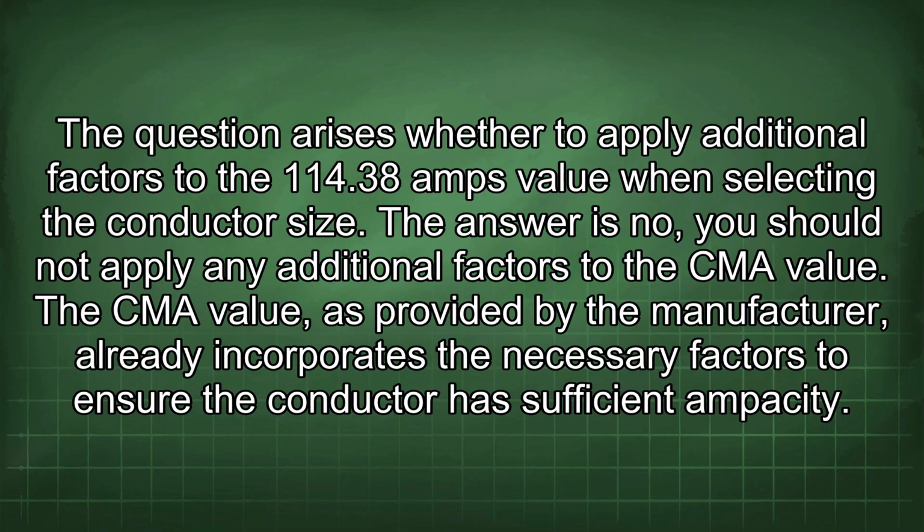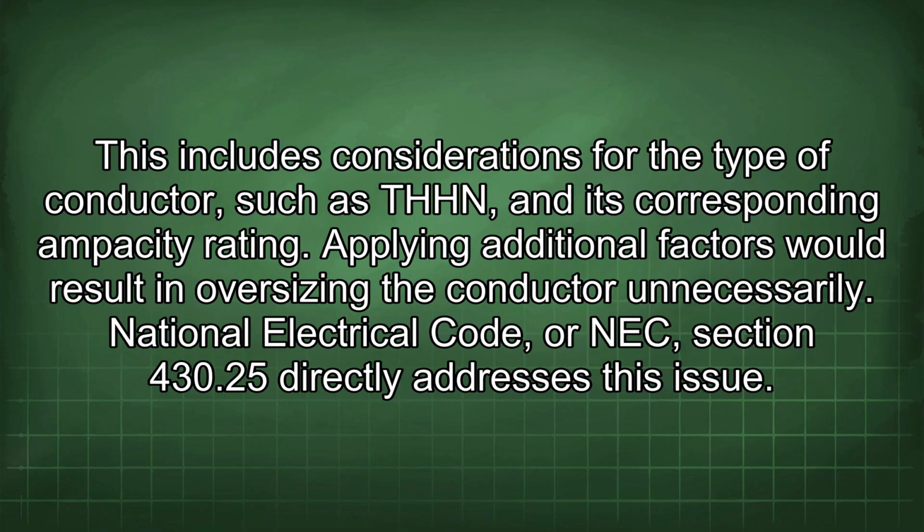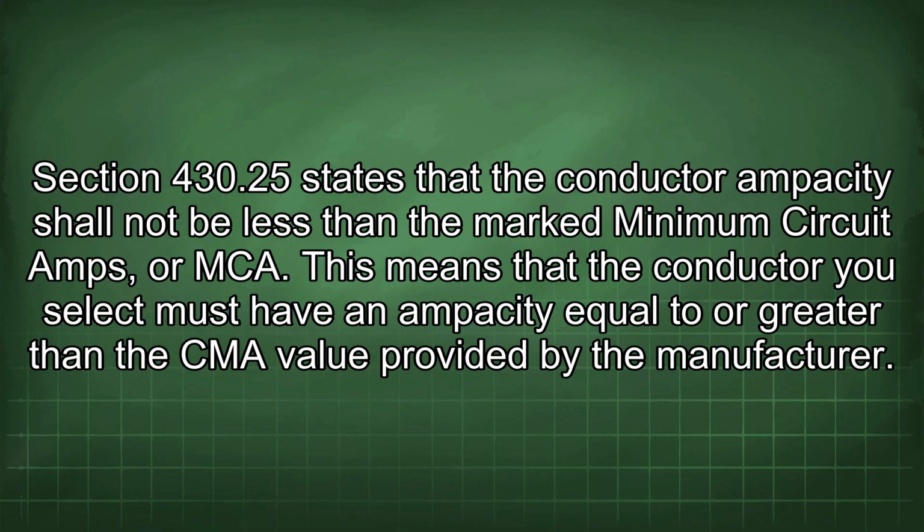The CMA value, as provided by the manufacturer, already incorporates the necessary factors to ensure the conductor has sufficient ampacity. This includes considerations for the type of conductor, such as THHN, and its corresponding ampacity rating. Applying additional factors would result in oversizing the conductor unnecessarily. National Electrical Code, or NEC, Section 430.25 directly addresses this issue. Section 430.25 states that the conductor ampacity shall not be less than the marked minimum circuit amps, or MCA.